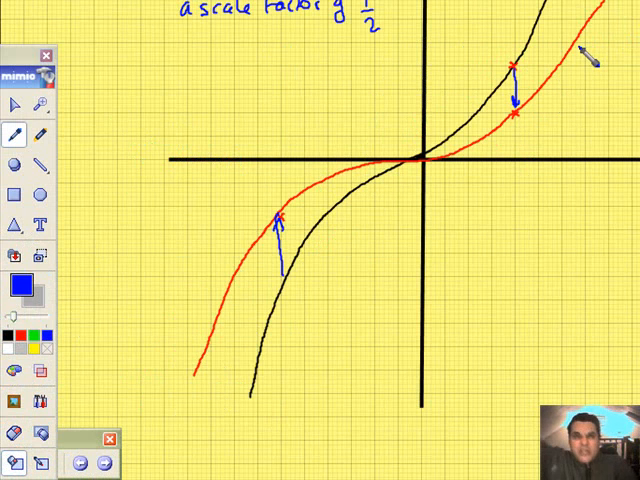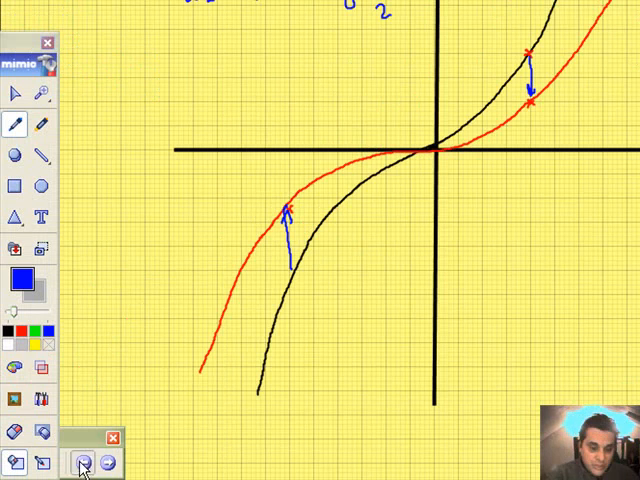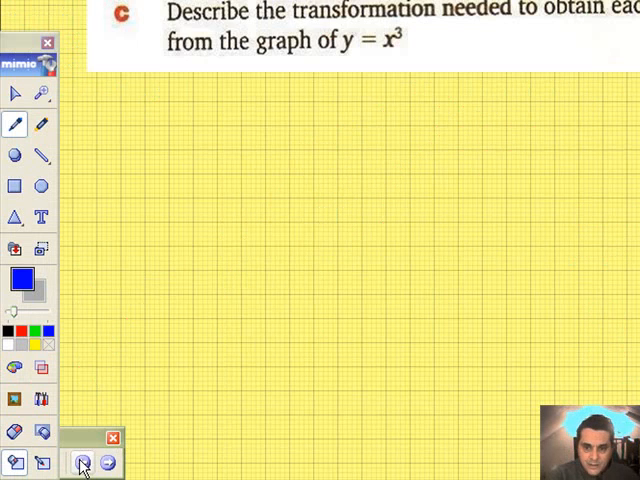I've just merely squashed it up a little bit more. And so this branch gets pulled down, this branch gets pushed up, and looks sort of fatter and wider. So I've got y equals 1/2 of an x cubed. That's that one done. What's the next one?